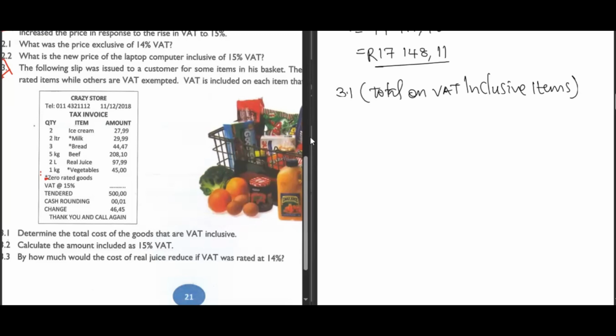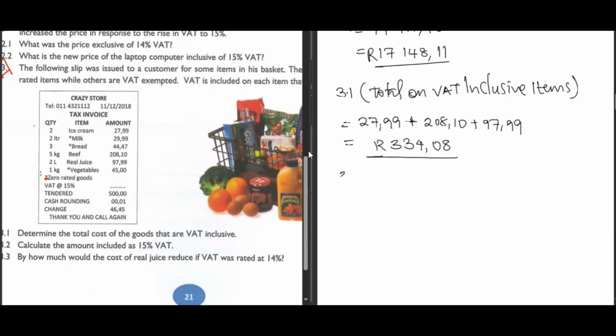So what we're going to do, we have ice cream, which was 27 rand 99 cents, plus we have the beef here, 5 kg of beef, which was 208 rands 10 cents, plus the real juice, which is 97 rands 99 cents. And when you add this, you can't go wrong. You'll end up having your answer as 334 rands and 80 cents. This is what we get. Total on VAT inclusive items.